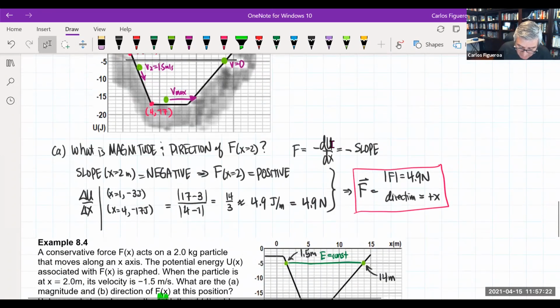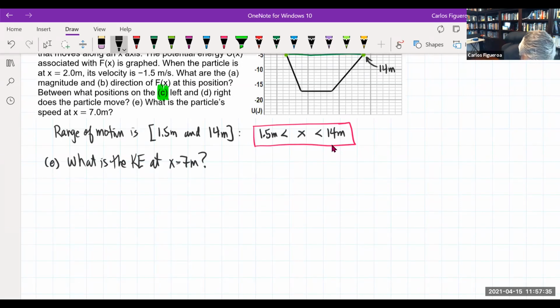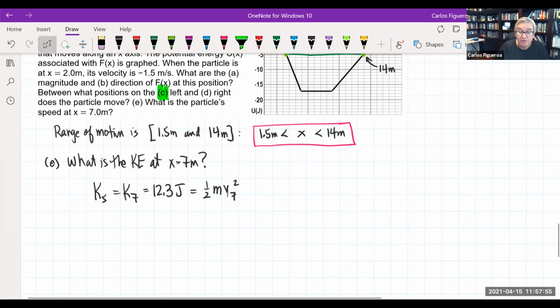So therefore, we could say the following. If I look at E, what is the kinetic energy at x equal to 7 meters? Well, we saw that the kinetic energy at 5 has to be the same as the kinetic energy at 7, and we saw that this was 12.3 joules. But kinetic energy is 1/2 m v7 squared, so then I can solve for v7.